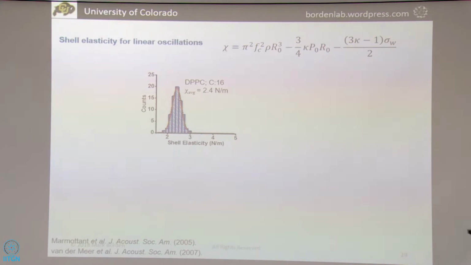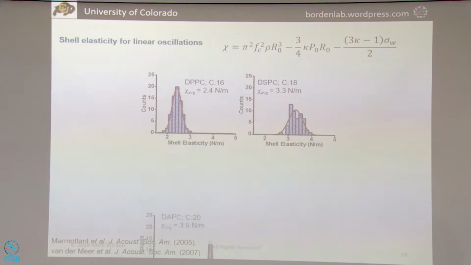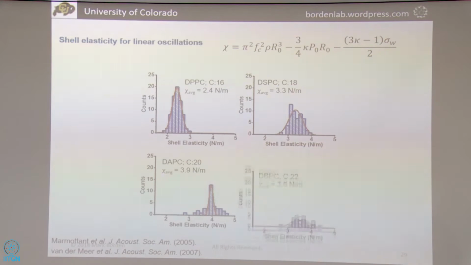Something to think about, though. Look at that. It's not a single value. Not all the bubbles have exactly the same elasticity. There's a distribution. It's like this with every kind of molecule, right? Enzymes have distributions in their activation energies, and so do these lipids have distributions in their elasticities. For CET, the increase, we go from 2.2 to 3.3. For C20, we go from 3.3 to 3.9. And then anomalously, everything's happening beautifully, but with DBPC, C22, we actually decrease from 3.9 to 3.6.